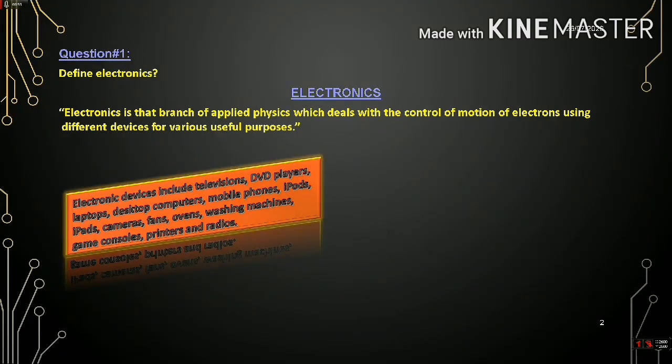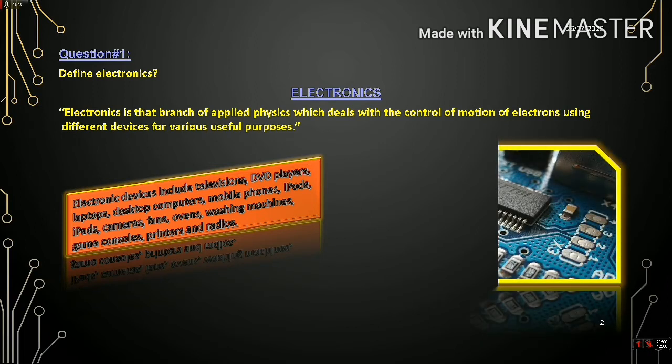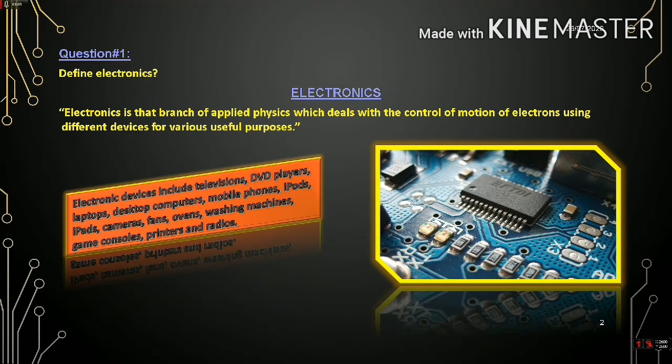We have different devices in our daily use. Some of them are television, DVD player, desktop computer, mobile phones, ovens, washing machines, printers and radios, etc.